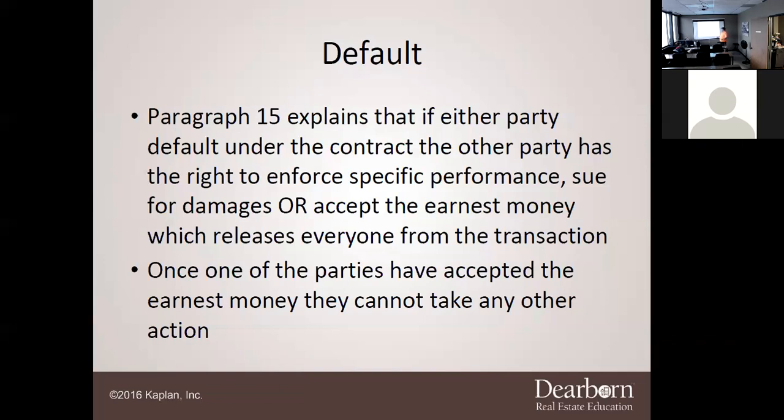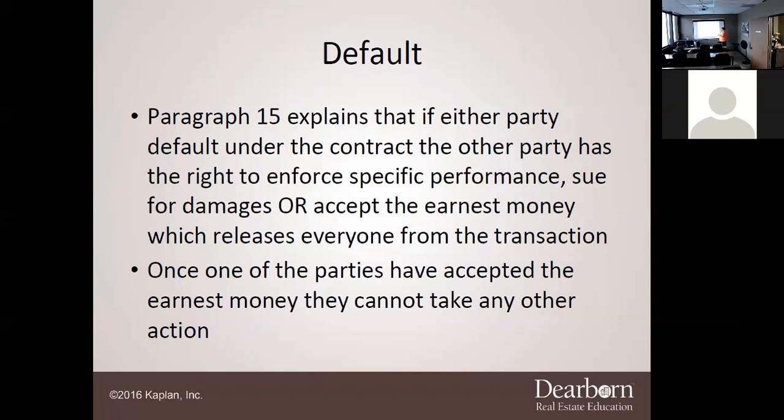They'll send this to their client, not really explain what's going on. Hey, sign this paperwork. You'll get to keep the earnest money. How great is that? Not realizing that once one of the parties has accepted the earnest money, they cannot take any other action. Once you accept earnest money, you are no longer allowed to sue for damages. You cannot sue for specific performance and make the other party buy the property. All you can do is accept earnest money.